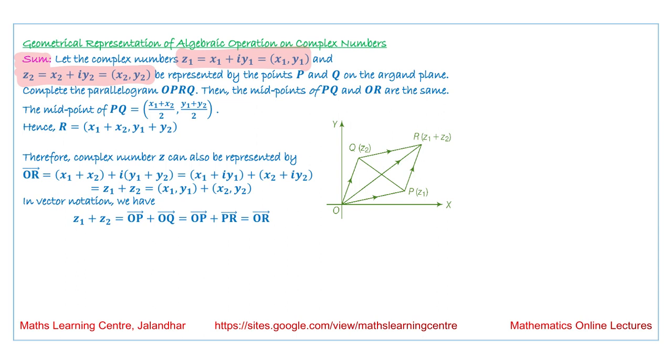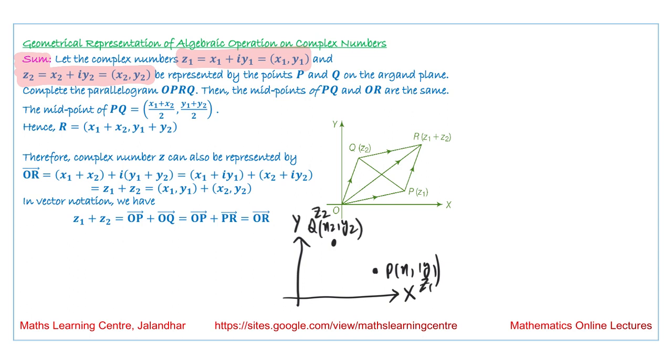We can represent these two numbers in the Argand plane. This is our plane, this is the x axis, this is the y axis. Corresponding to the point (x1, y1), this is the point P, and this is the point Q, say (x2, y2). Q represents the number z2, and P represents the number z1. The corresponding vectors are OQ and OP. So these are the two vectors.